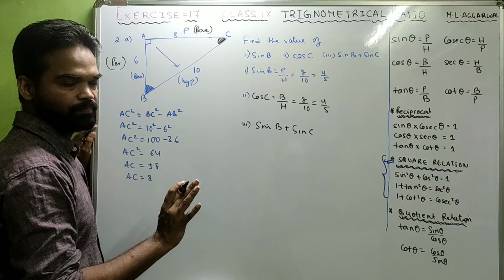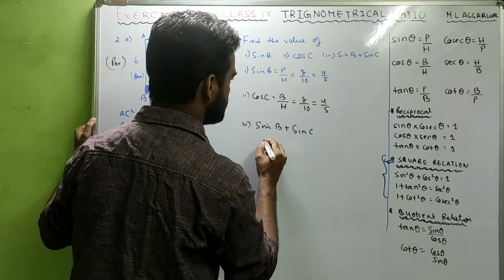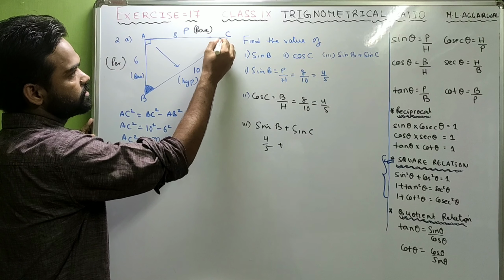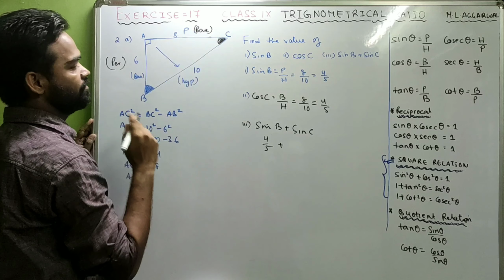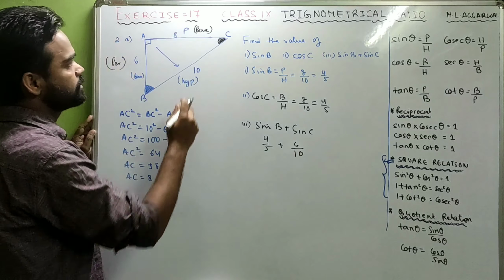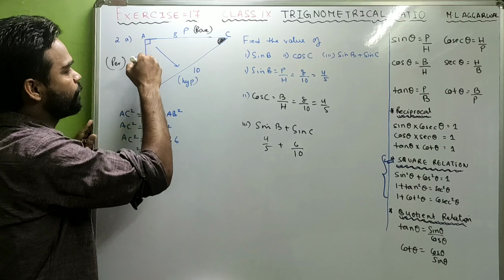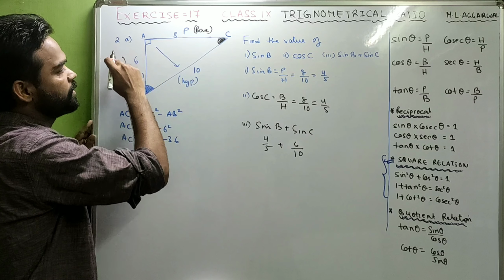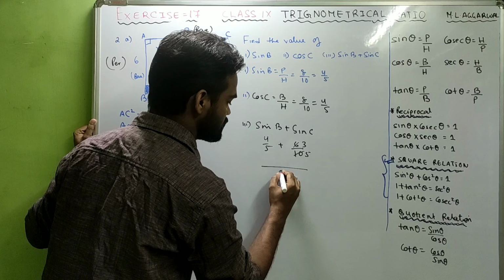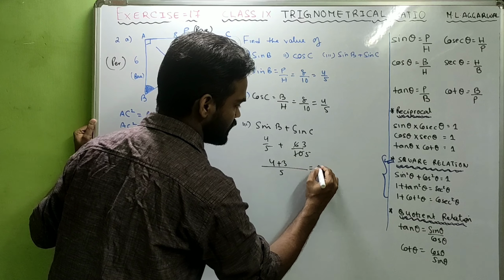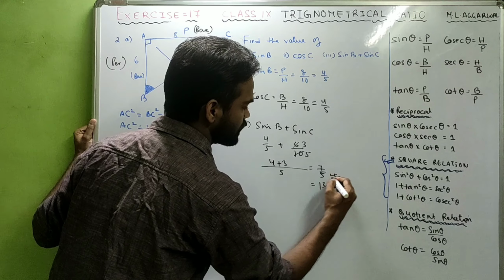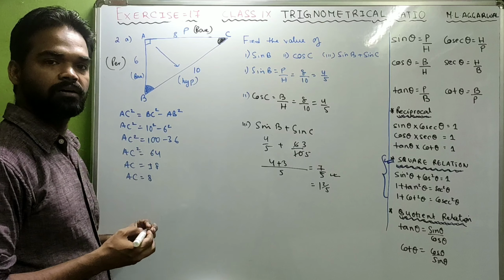We have got sine B, just find sine C. Sine B is 4 by 5. And sine C, again perpendicular by hypotenuse, will be 6 by 10. When we talk about angle C, this becomes your perpendicular. So this reduces to 3 by 5. Take an LCM, that's 4 plus 3, that's 7 by 5, that is 1 2 by 5. Done.